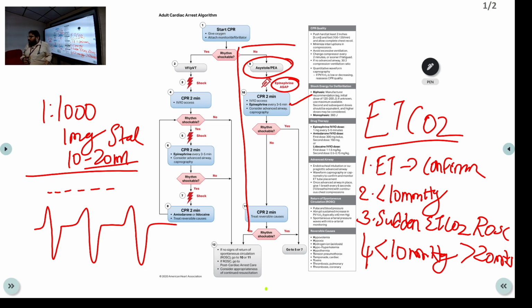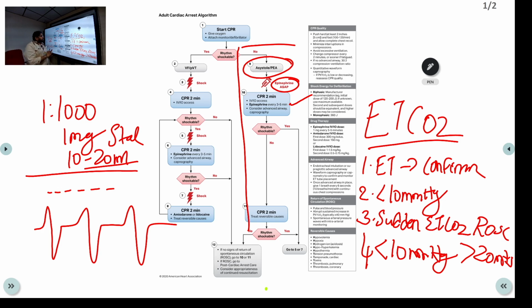So this will be a short note for you. You have to be very clear. So what are the uses of ETCO2? One is to confirm the position of the endotracheal tube. Second, to know the quality of CPR. Third one, return of spontaneous circulation, sudden rise of ETCO2. And if ETCO2 is persistently low, less than 10 mmHg for more than 20 minutes, you can think of considering stopping the CPR. So these are the uses of ETCO2 in a case of cardiac arrest, or anywhere you can discuss all those things.